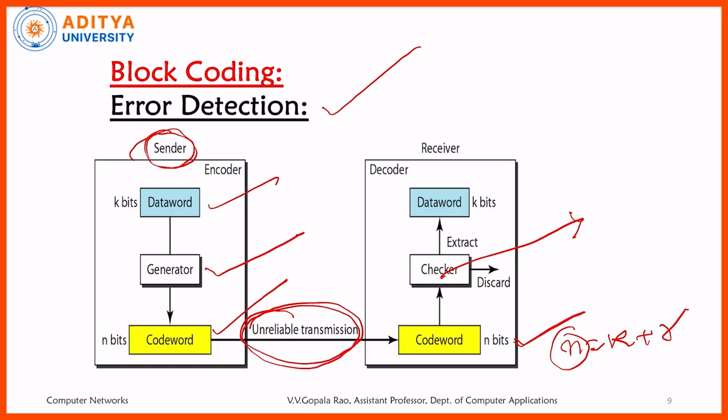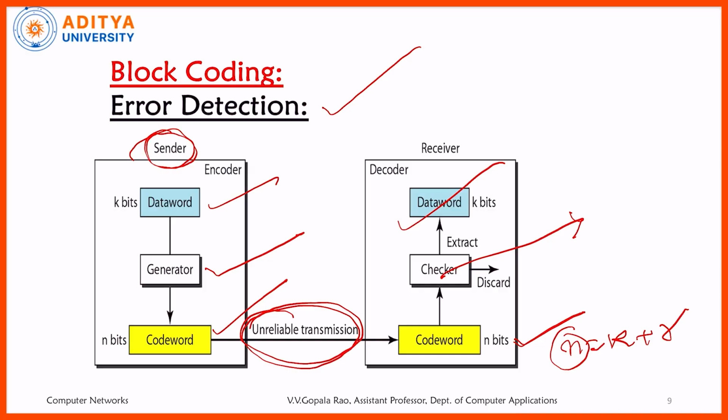So, it is actually allowing the station to receive the data. That is why it is called allowing the station to receive the data. By this, the checker can find out what exactly the data word is, by removing the redundant bits from the code word. So, you can find out the data word of k bits.